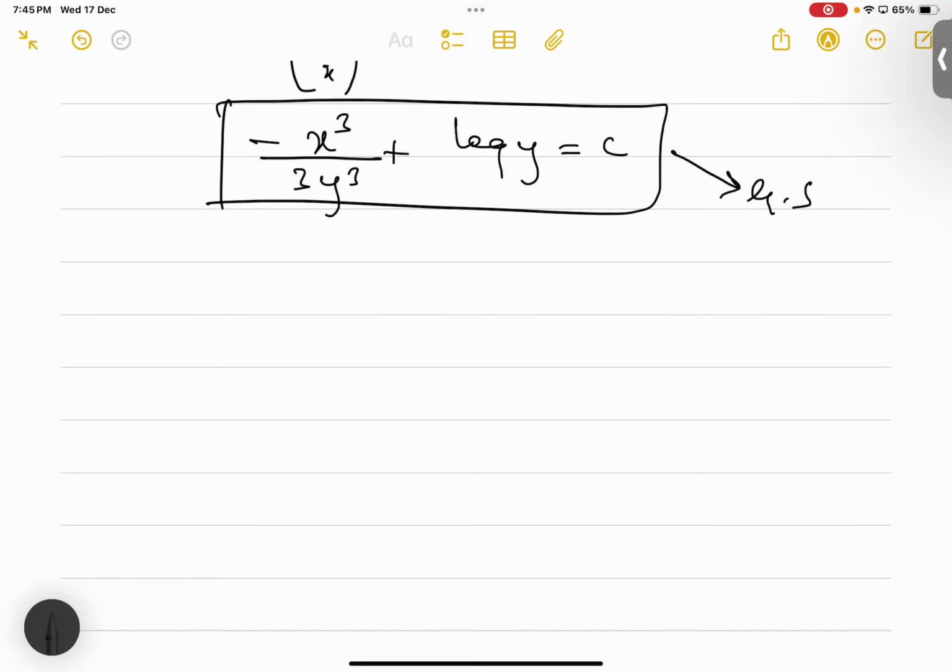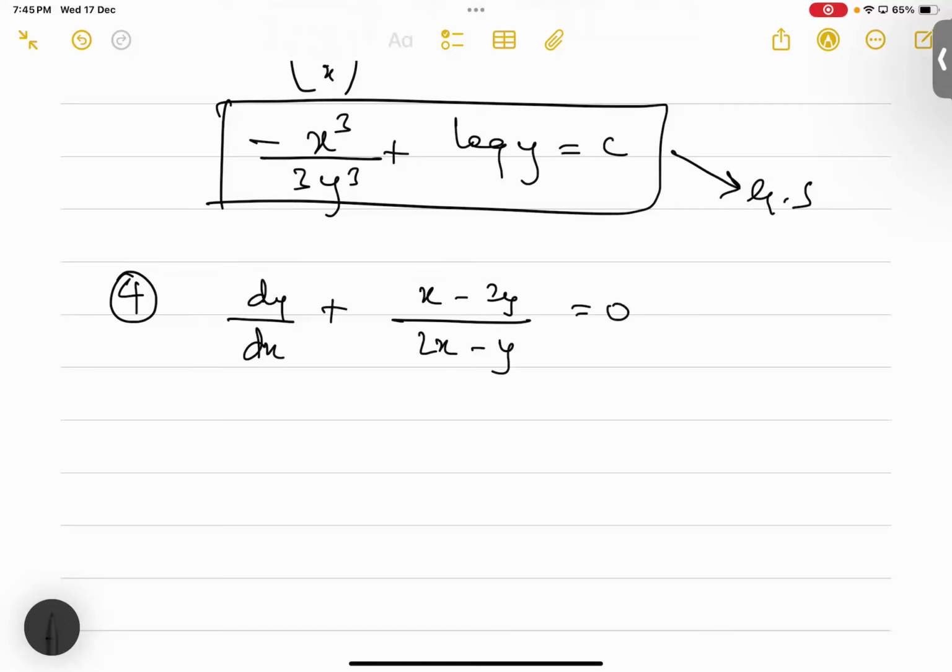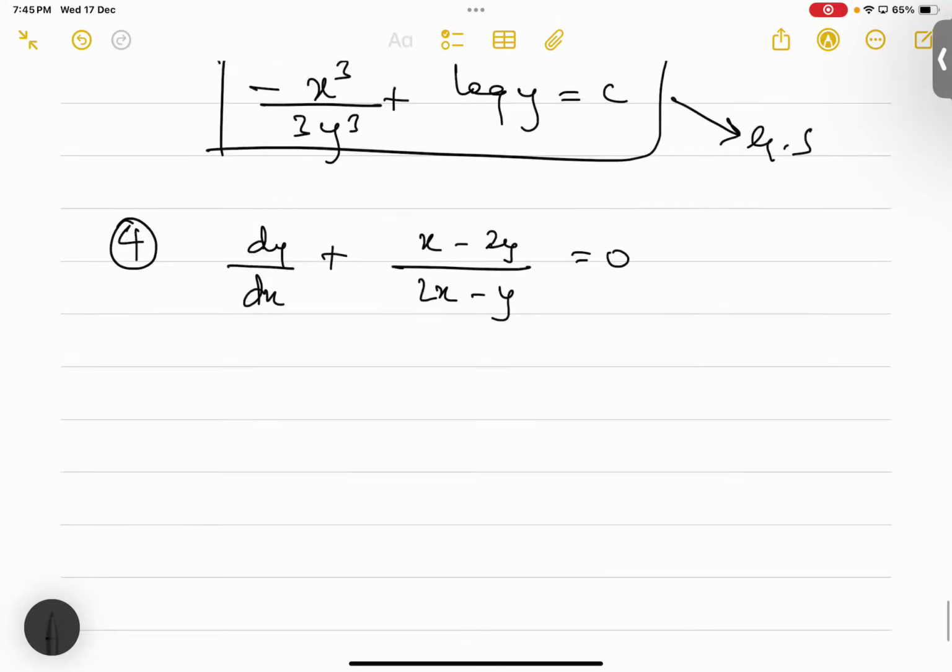The next problem, that is question number 4. dy by dx plus (x minus 2y) upon (2x minus y) is equal to 0, right?